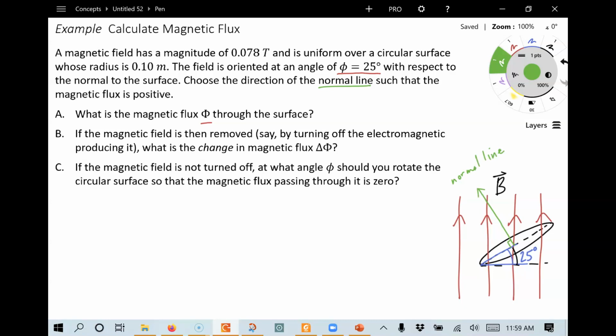And the magnetic field direction, well, we know what that is. I'm going to draw it in purple here. Looks like that. There's our magnetic field vector, tangent to the magnetic field lines and oriented in their direction. And so this angle phi that we're trying to figure out, that is the angle between the direction of the normal line and the B field. So here's our phi. And it turns out that that is also going to be 25 degrees based on the geometry.